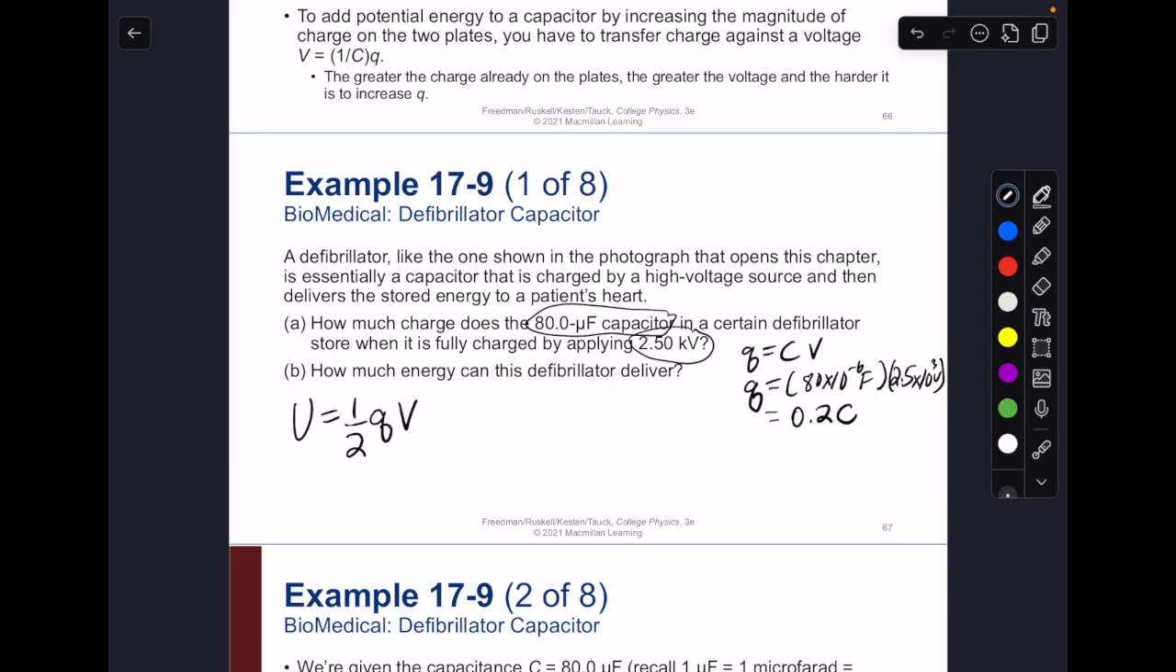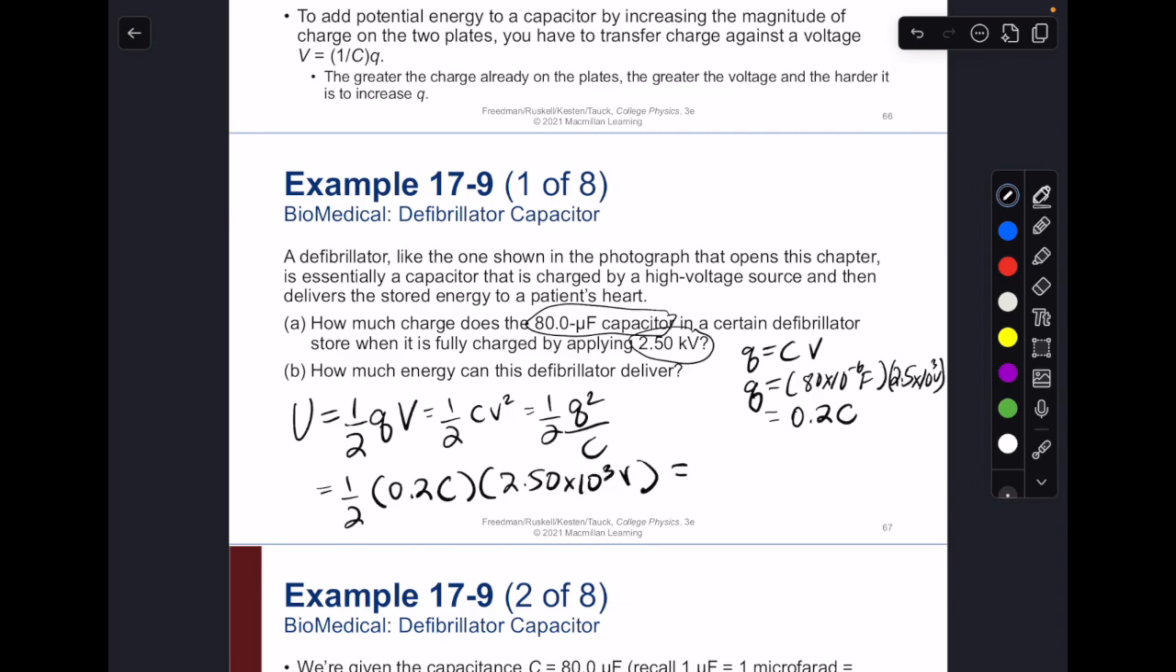Similarly, we can do 1/2 CV squared or 1/2 Q squared over C, right? Either one would work since we have all three parameters. So let's just do 1/2 QV. Q is 0.2 coulombs. V is 2.5 kilovolts.